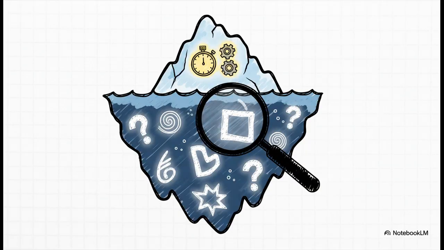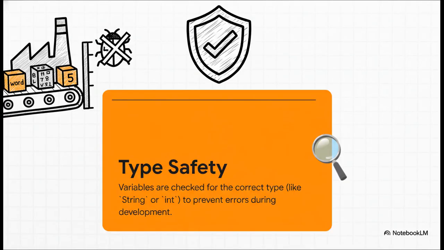But wait, there's more. The story doesn't just stop at being fast and efficient. Dart has some seriously powerful features under the hood that make it just perfect for building solid, modern apps. So let's peek under that hood a little bit. First up is something called type safety. Think of this like having a super smart inspector on your construction site 24/7. Dart is constantly checking to make sure you're using the right materials in the right places, like making sure you don't accidentally try to use a number where a word is supposed to go. This one little thing catches a ton of bugs before they can ever cause a problem.